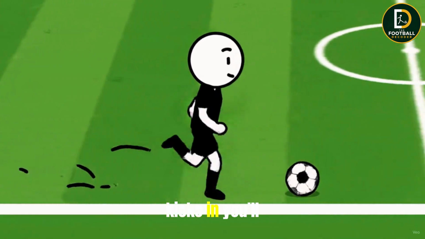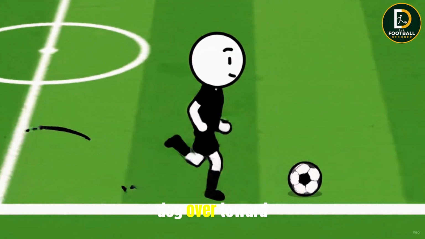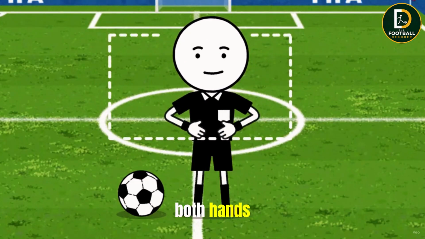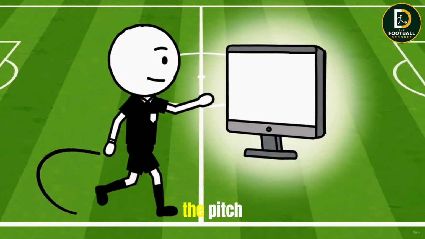When a review kicks in, you'll usually see the referee jog over toward the sideline, draw that little rectangle shape in the air with both hands, and walk to a monitor set up just off the pitch.